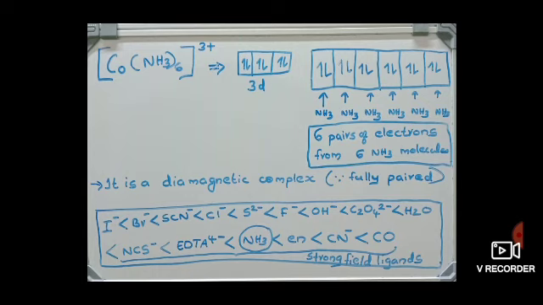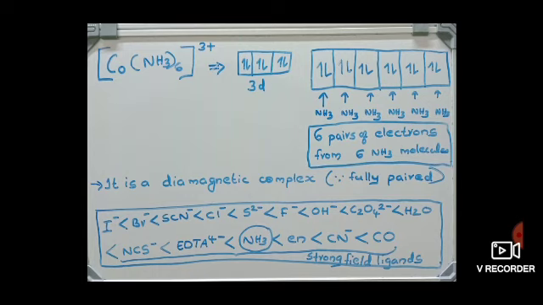So this is the bonding in [Co(NH3)6]3+. We said that this complex has d2sp3 hybridization, right? We can understand it a little more easily by using another concept from crystal field theory. It is not actually discussed here, but to make our learning easier, we are discussing it here.